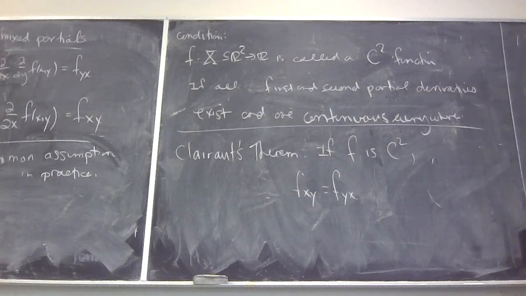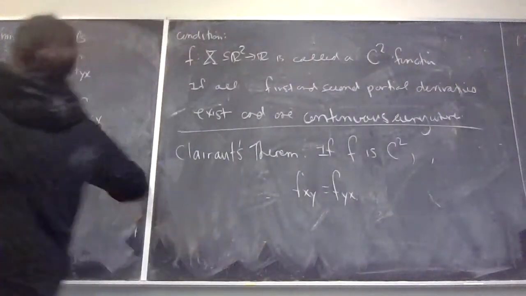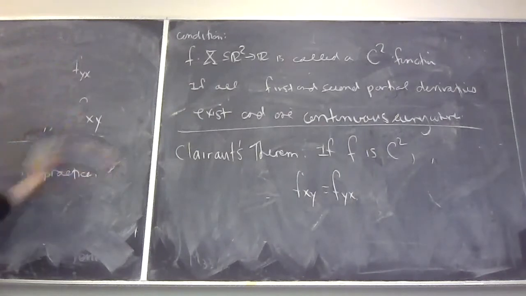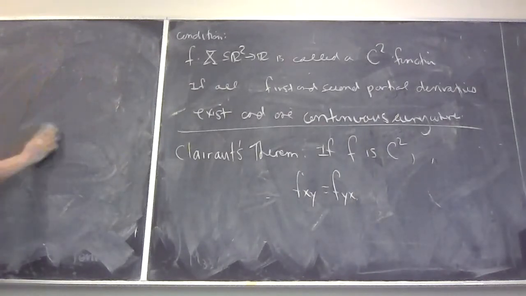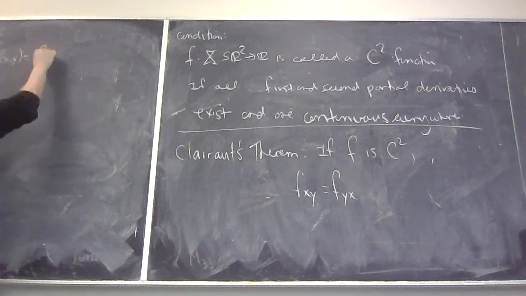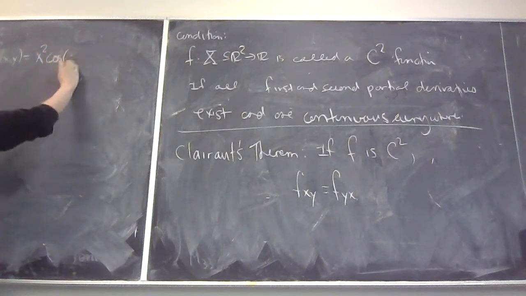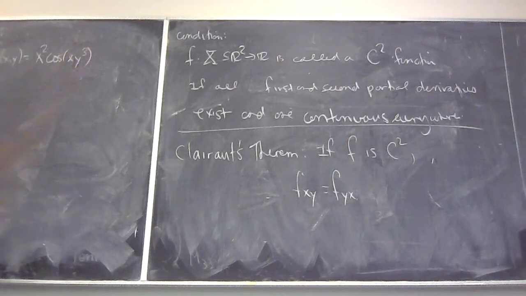Now we can check that real quick if we don't believe it. Maybe just with a quick example here. So suppose you have f of x and y is equal to, I don't know, what's something that's not going to be, but x squared cosine of x y to the third. We're going to compute the two mixed partials and we'll check they're equal, which is really me checking to see if I can do partial derivatives.